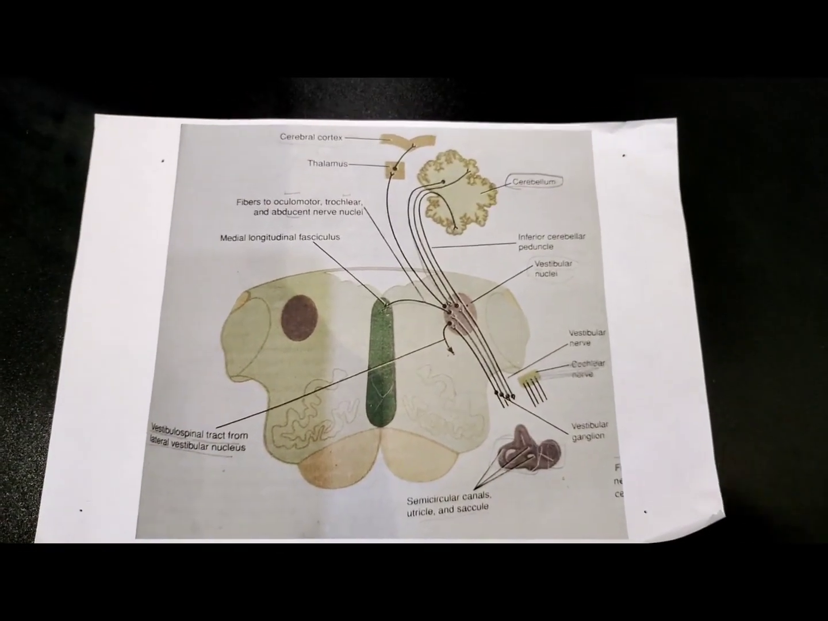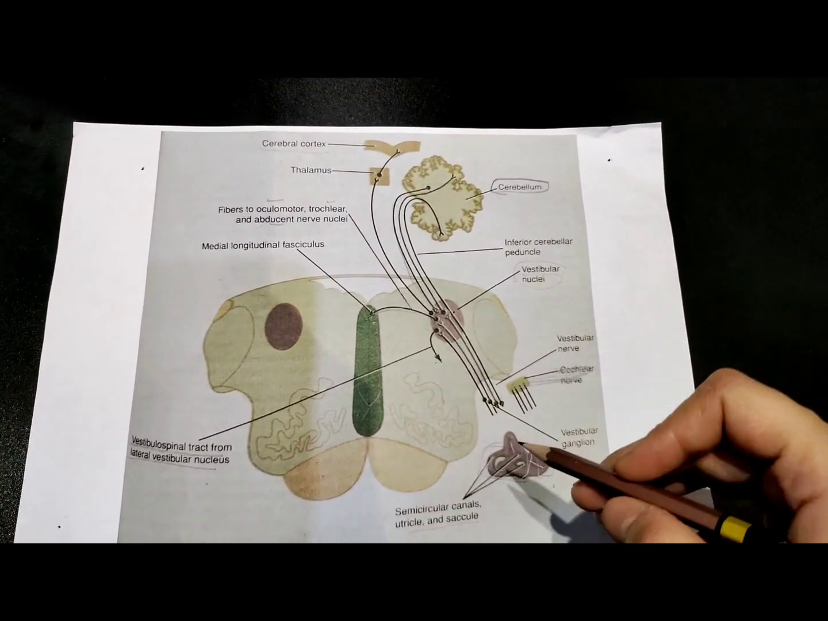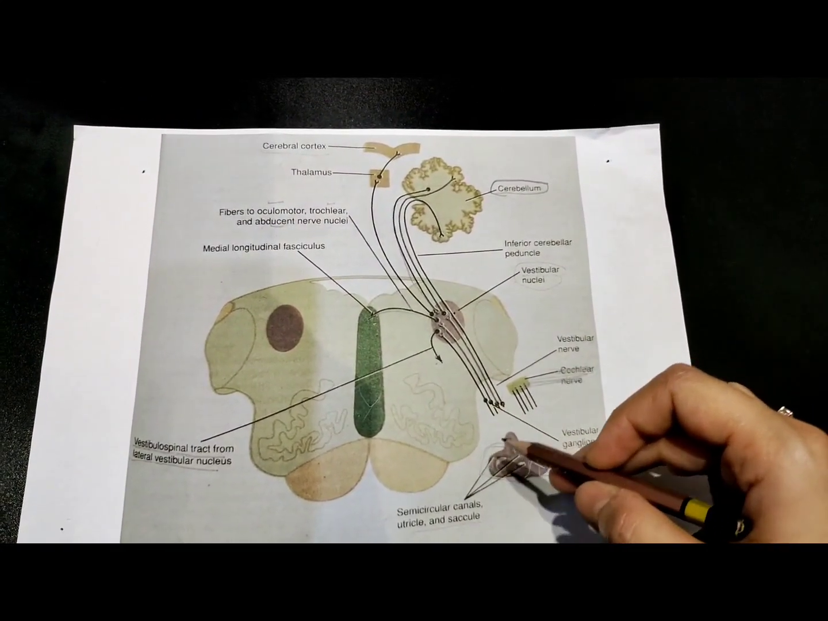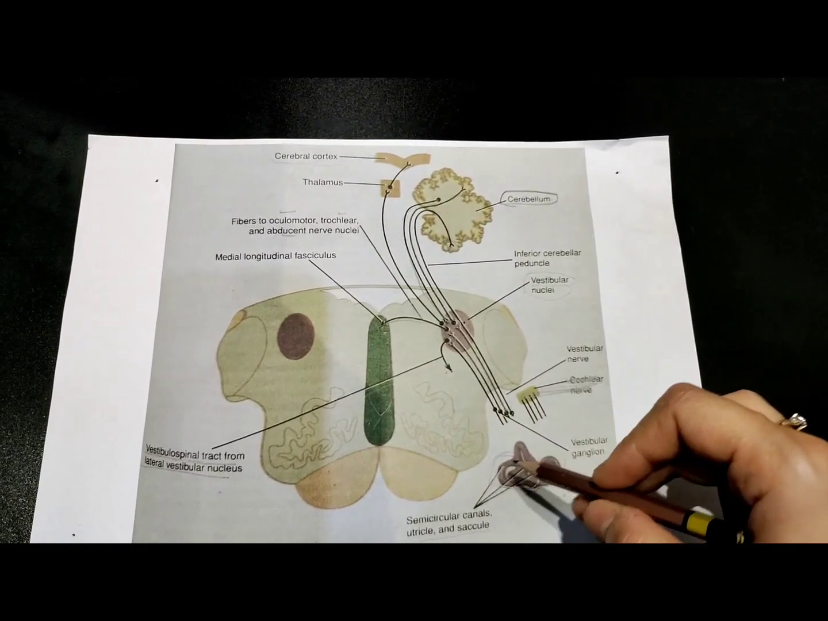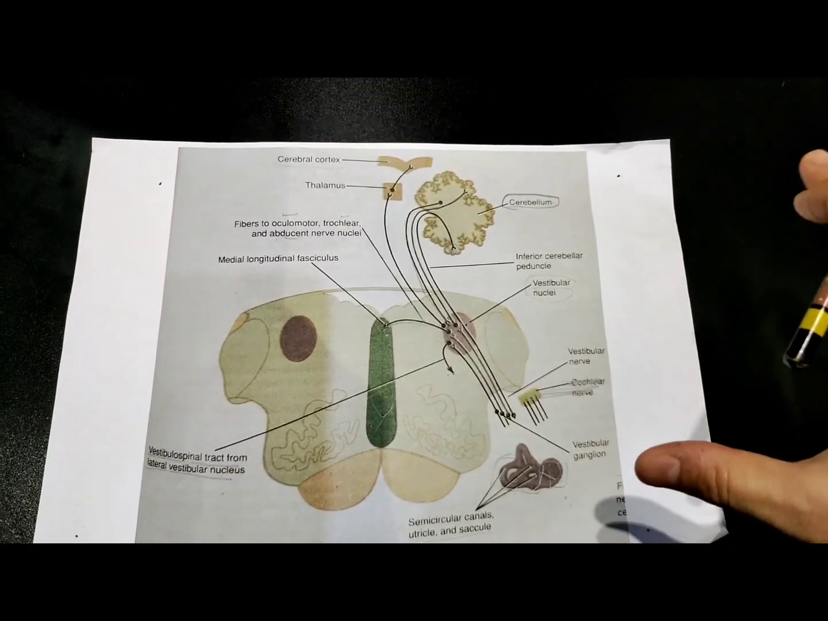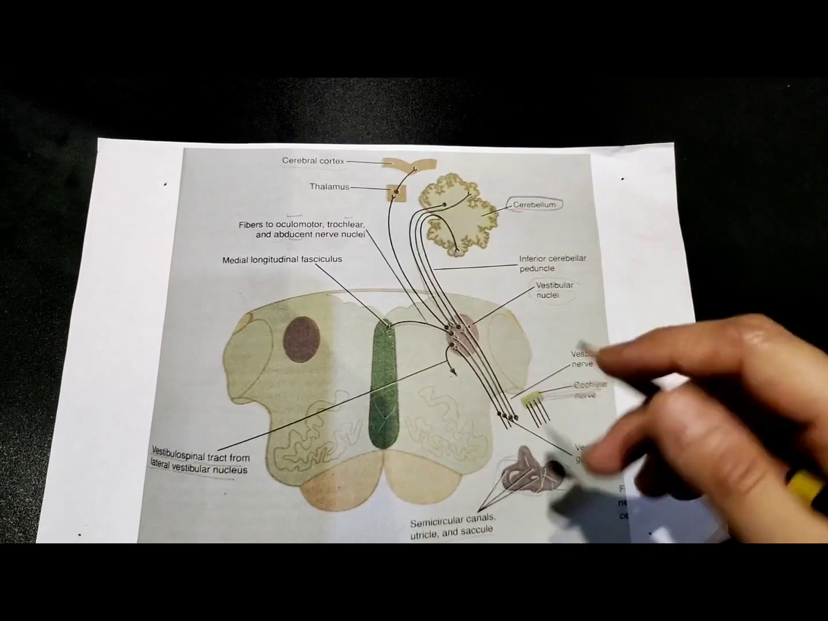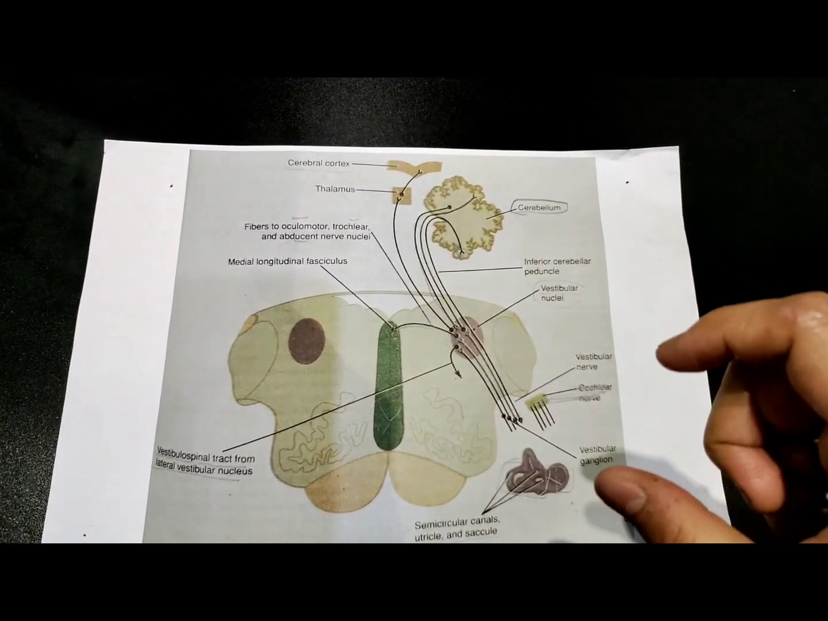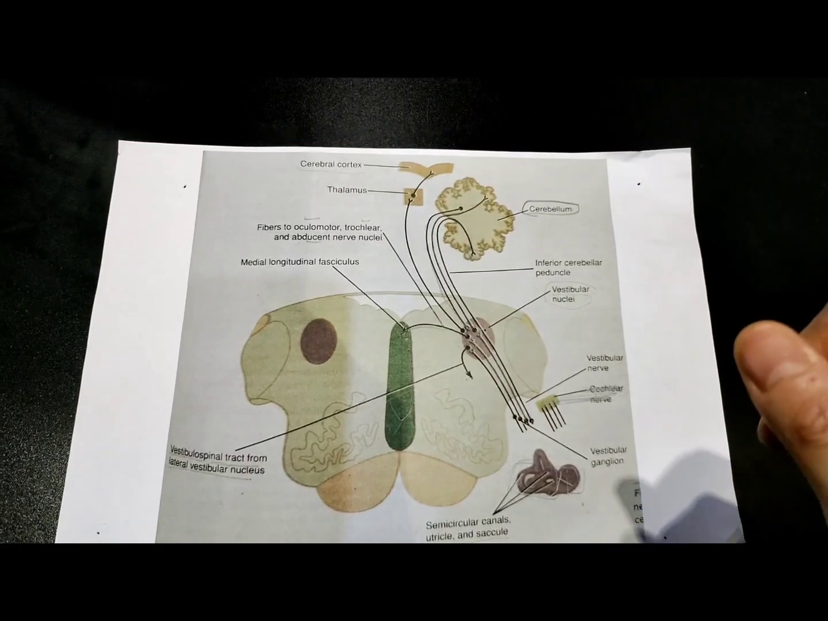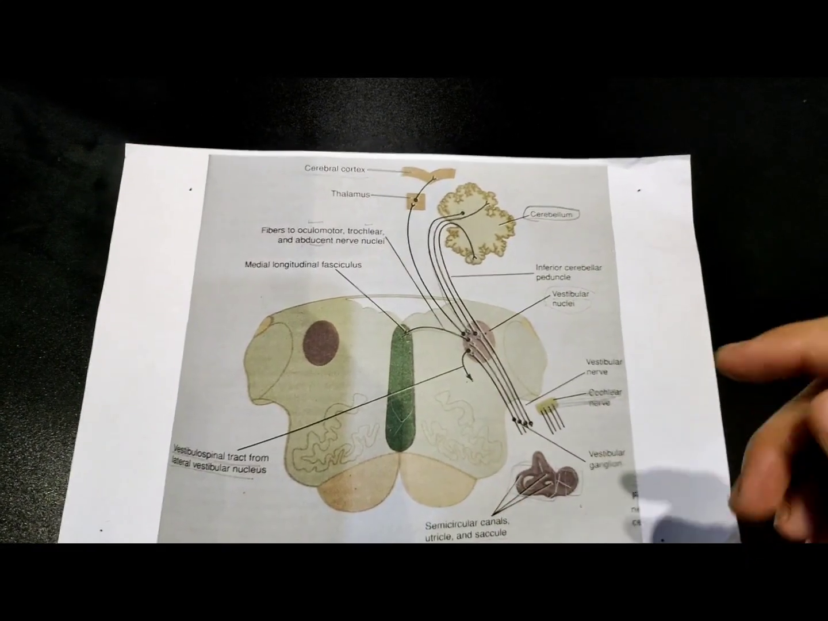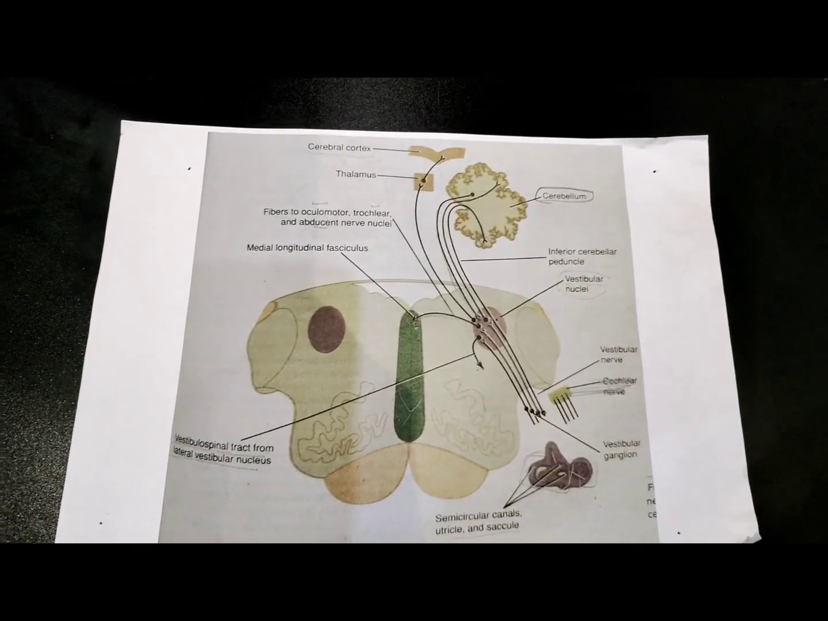So now it's time to discuss the afferents coming from this vestibular nerve. This is the part of the internal ear, this is the cochlea and this is the vestibule, and the vestibule has the semicircular canal which is situated in a 3D manner, and it has the utricle and saccule. The utricle and saccule are the otolith organs. They have hair cells which sense the changes in the linear movement of the head, and the semicircular canal detects the changes in the rotational movement of the head. It has hair cells which detect this.